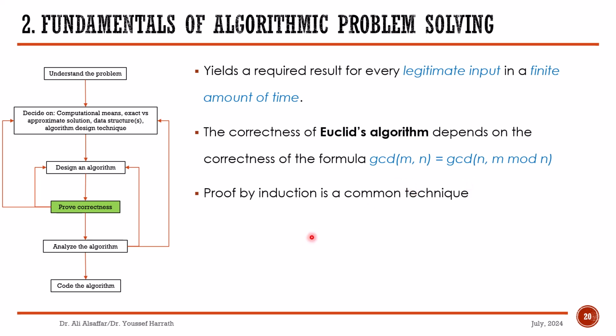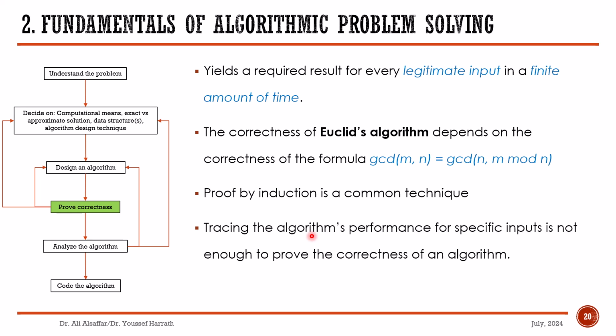A common technique for proving the correctness of algorithms is to use mathematical induction, because an algorithm's iterations provide a natural sequence of steps needed for such proofs. It might be worth mentioning that tracing the algorithm's performance with a few specific inputs cannot prove the algorithm's correctness conclusively, even with lots of inputs. But in order to show that an algorithm is incorrect, you need just one instance of its input for which the algorithm fails.